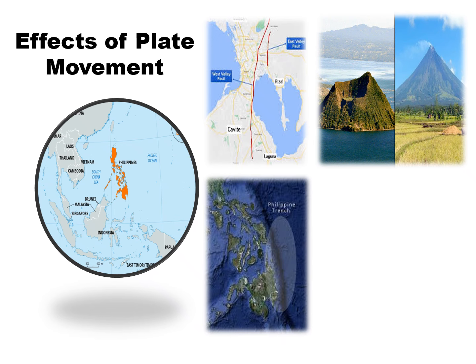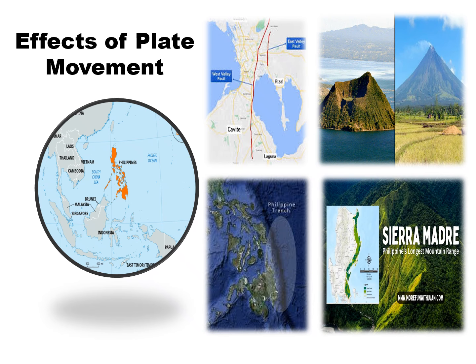Next, the Philippine Trench and the Manila Trench are deep underwater features formed by the subduction of an oceanic plate. And finally, the Cordillera Central and Sierra Madre mountain ranges form due to plate collisions and uplift. This shows how plate convergence creates landforms.